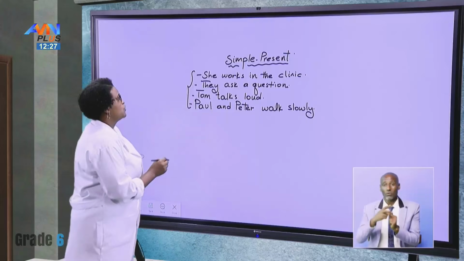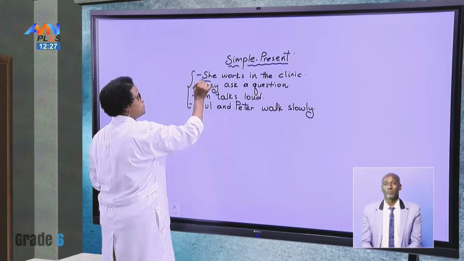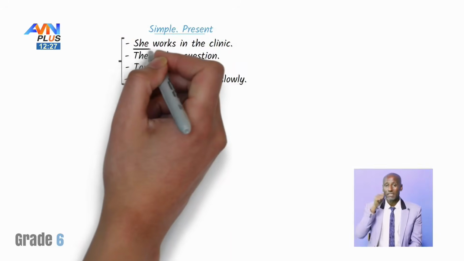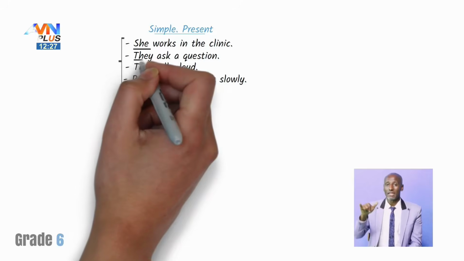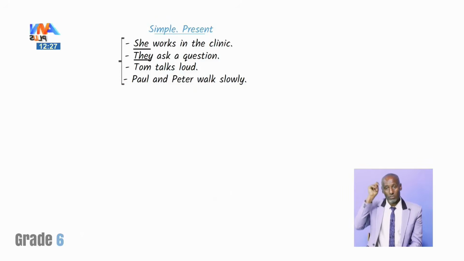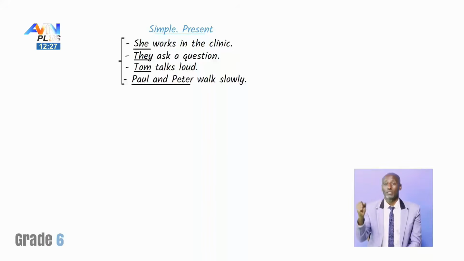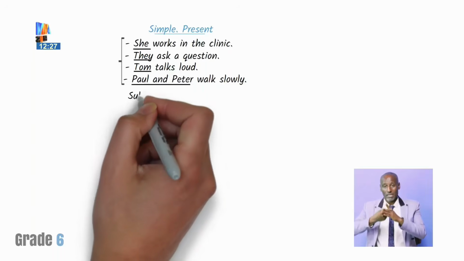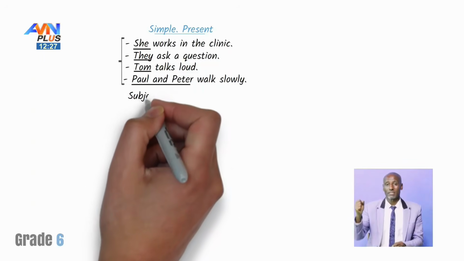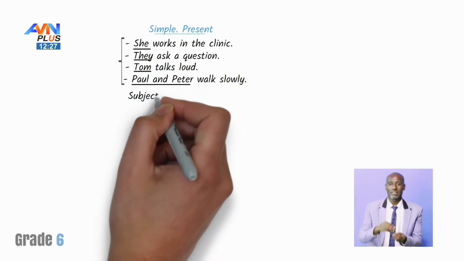Wonderful. Let's go. How do we start our sentence? Look, here is she. On the second sentence, they. On the third sentence, Tom. On the last sentence, Paul and Peter. What are these to our sentence? They are subjects. Very good. So we begin our sentence with a subject. Subject, okay? Plus, let's go.